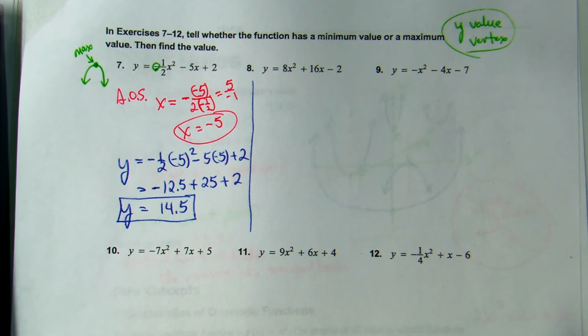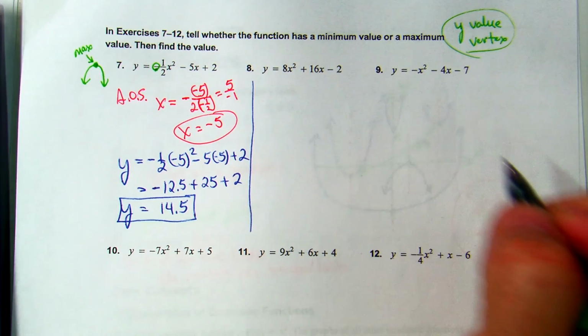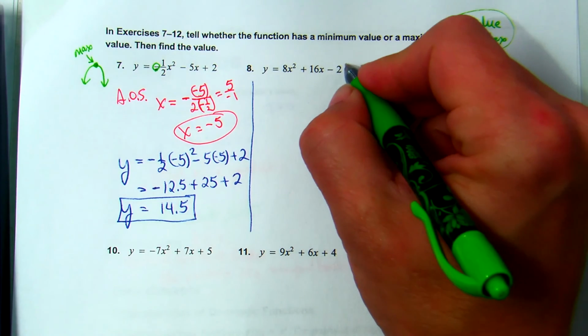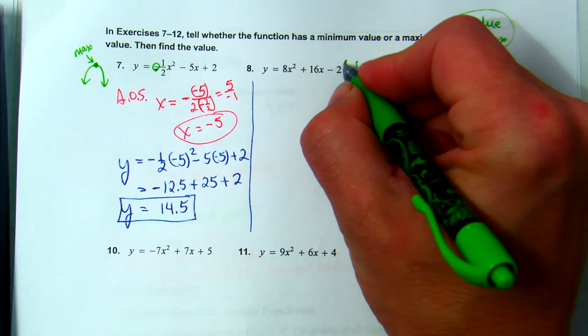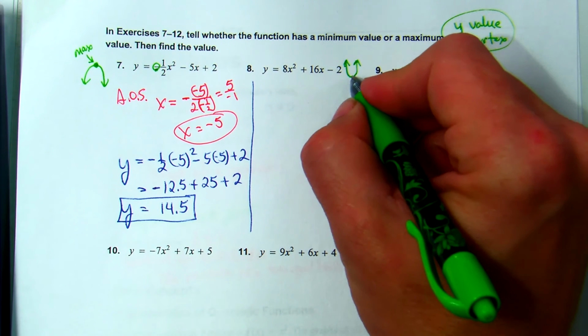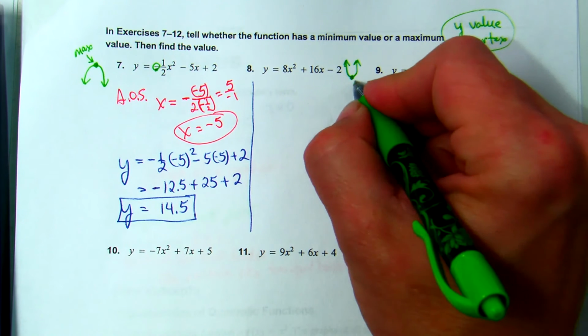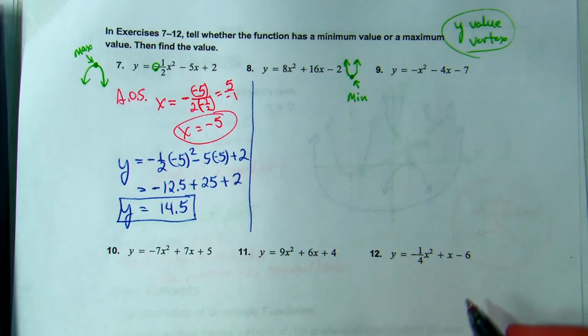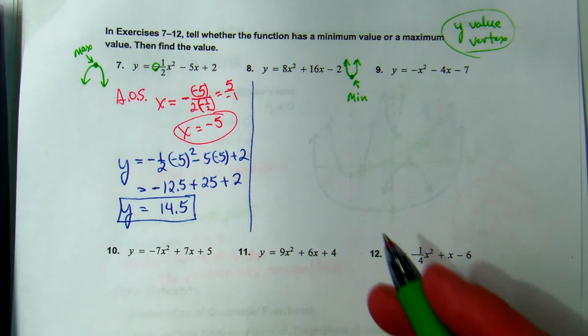All right, let's do number 8. This has a positive sign. So this graph is going to open up or down? Up. All right, so if that opens up, then what do we have right there? This is a min, or a minimum. Because the graph opens upward, it's a min.